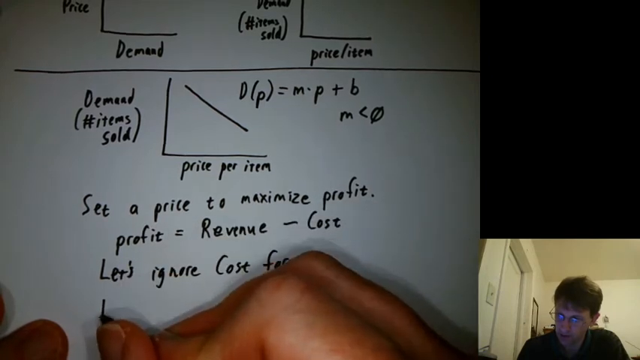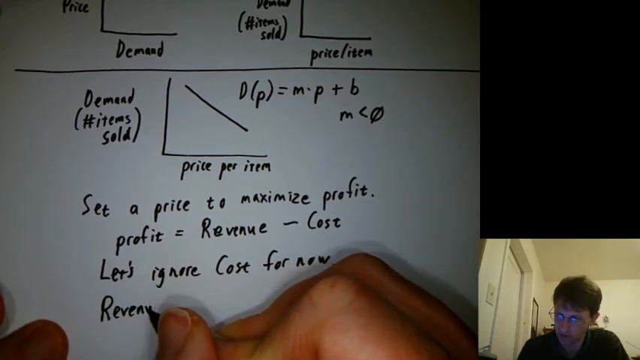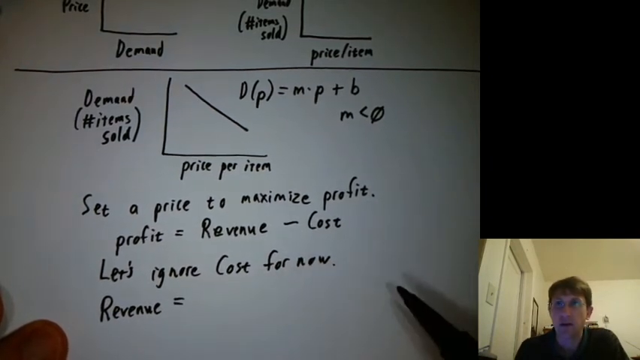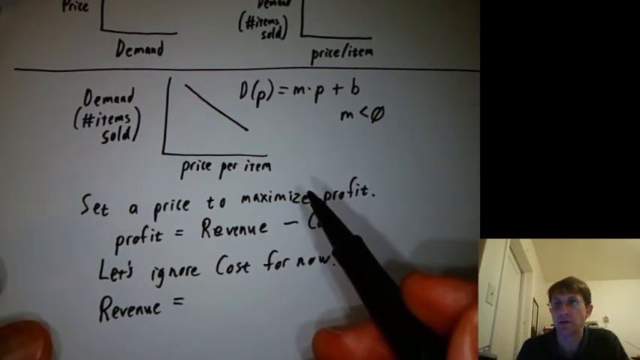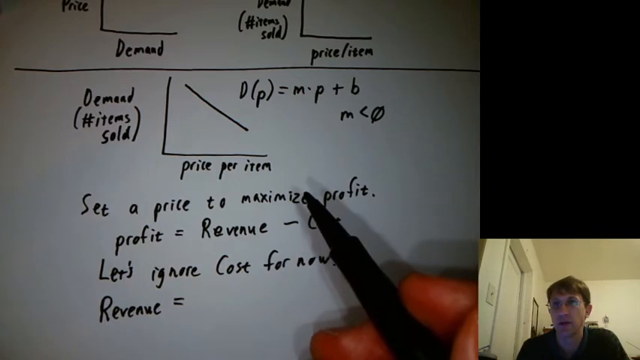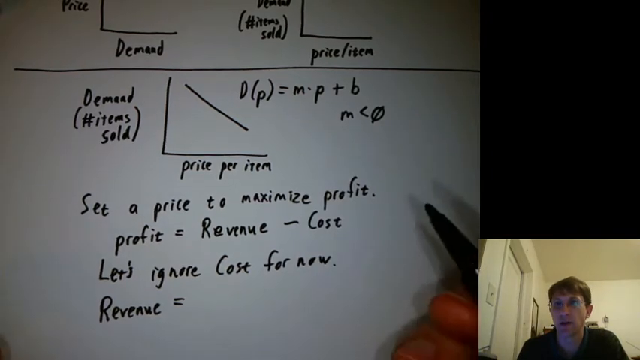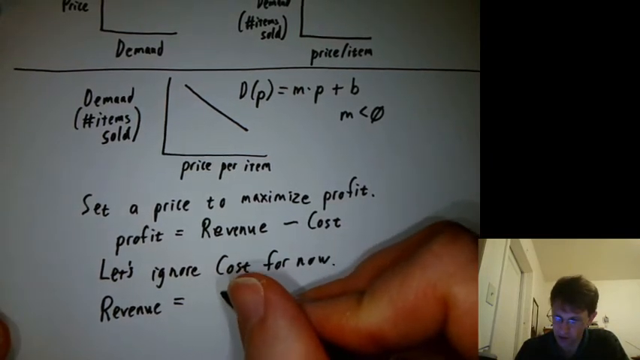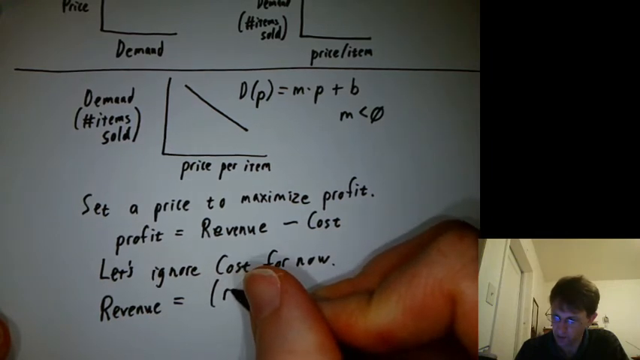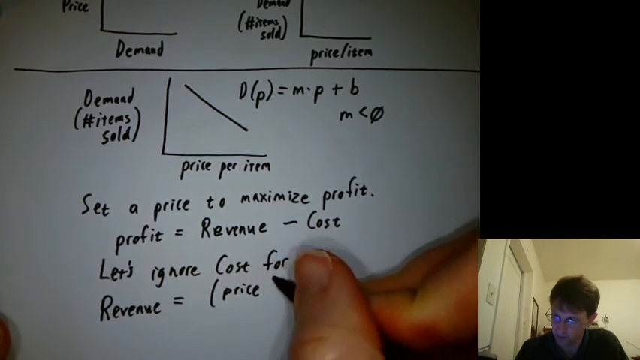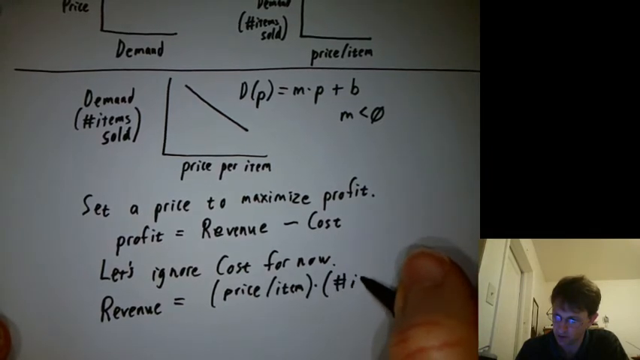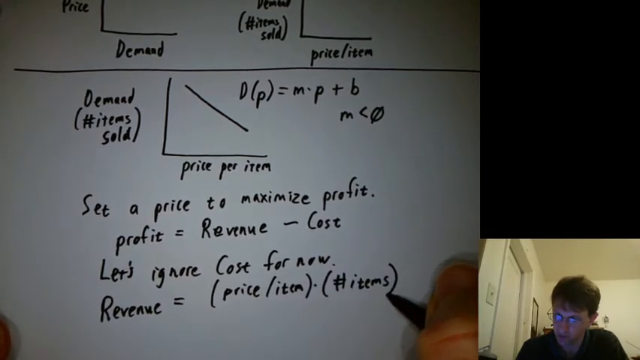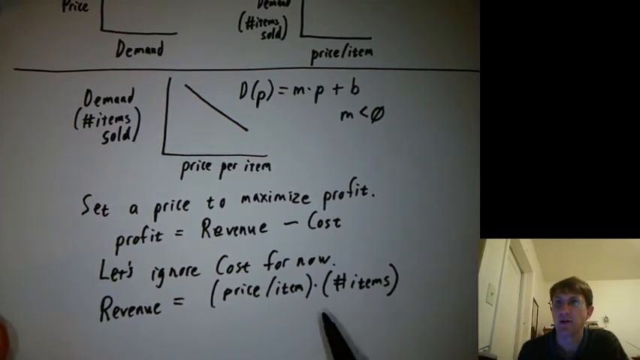So what is the revenue if I set a price of $1.50 per pound of apples and I sell 1,000 pounds of apples? How much total dollars am I bringing in? Well, that would be the price per item times the number of items. That's the accounting principle we talked about in the other video.